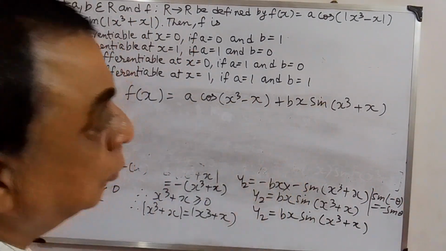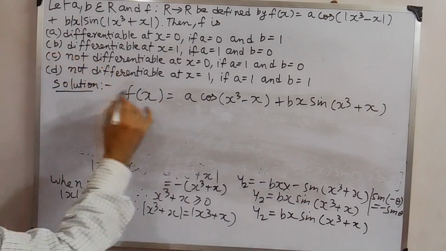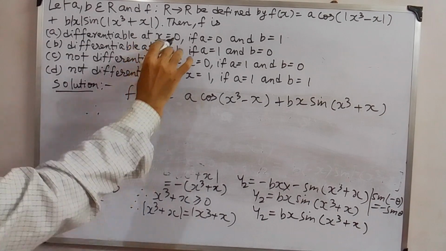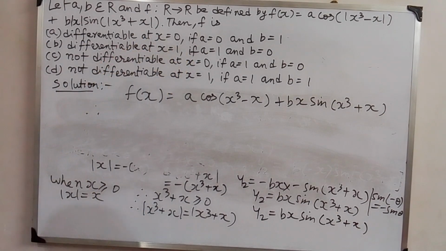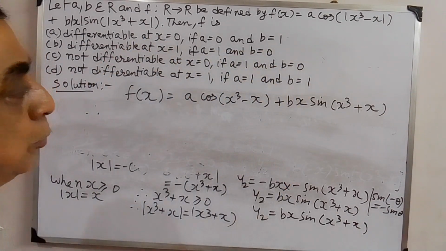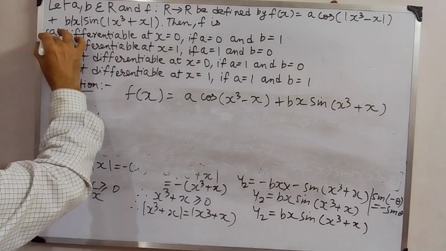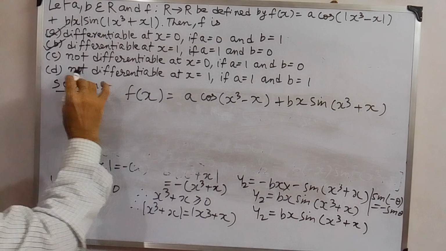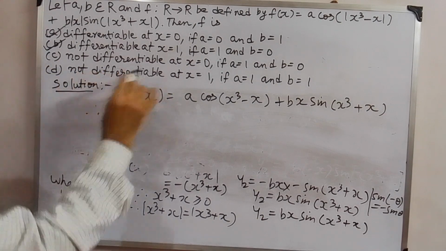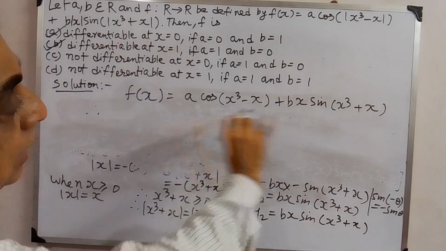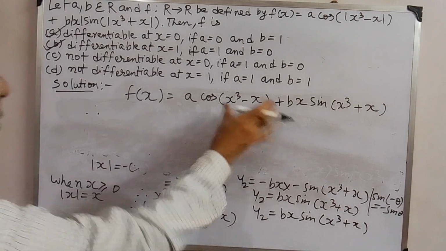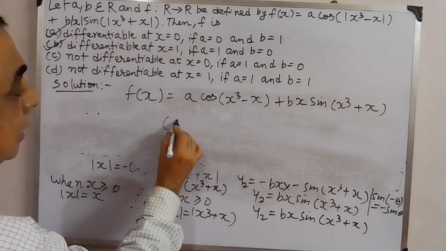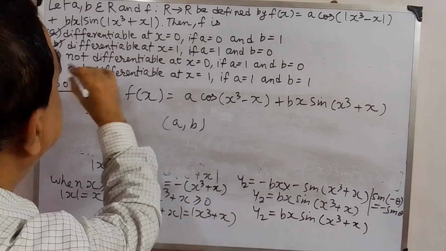So for all values of a and b, f(x) will be differentiable at x equal to 0 and x equal to 1, whatever the values of a and b. So options A and B are correct. Options C and D say they are not differentiable, but no, they are differentiable everywhere, because this is an even function. So options A and B are correct, and C and D are wrong.